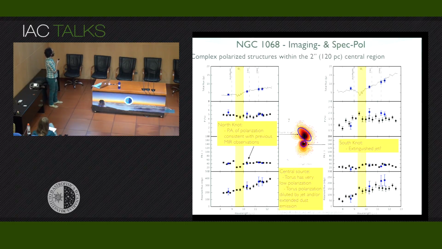The only key here is the center source. We don't see a peak in the center source, so we have an interpretation: maybe the torus has a very low polarization, or the torus polarization is diluted by the highly polarized jet, as well as the extended dust emission in the north-south direction.